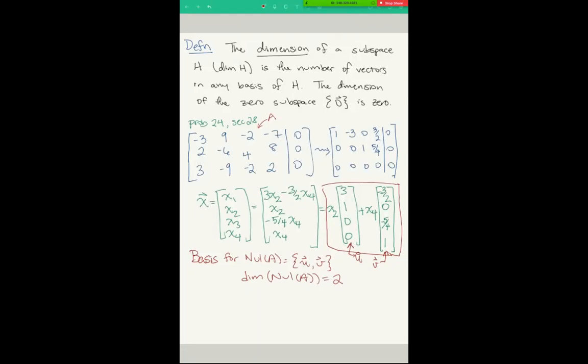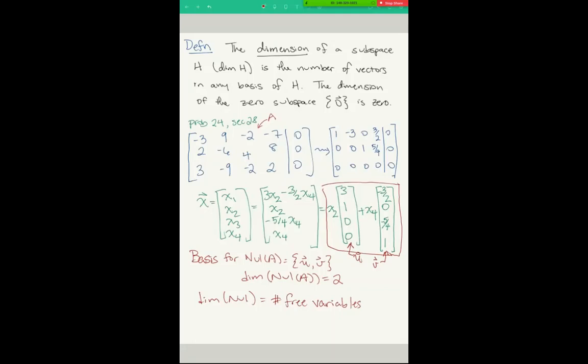Notice that each of these basis vectors corresponds to a free variable. And this is always true when we're writing a homogeneous system in parametric vector form: every vector corresponds to a free variable. So the dimension of the null space in general is going to equal the number of free variables in our system. However many free variables we have, that's the dimension of our null space.